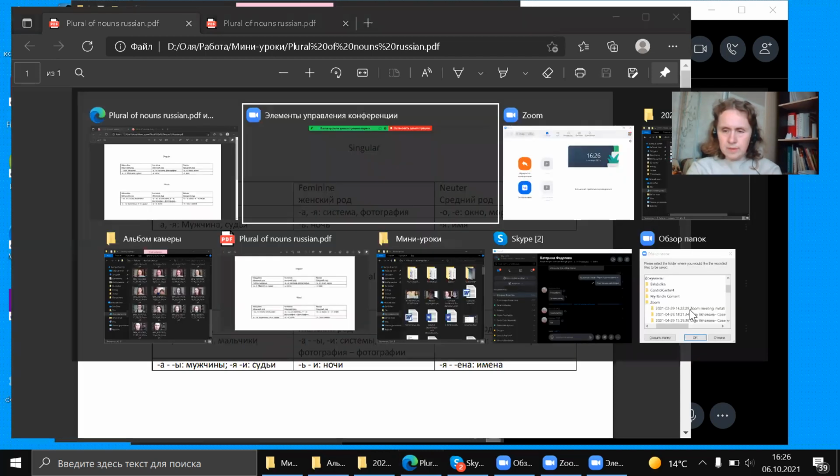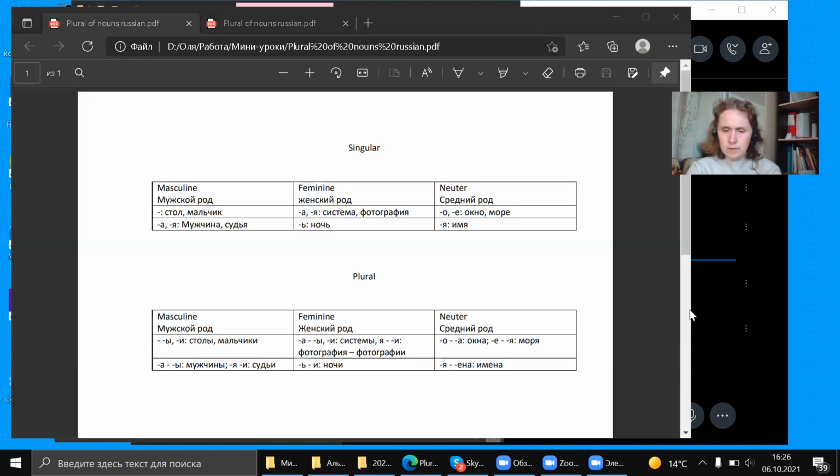Okay, hopefully this has simplified the endings of Russian nouns for you, if you've been struggling with them, or has just helped you to learn them. Next time you come across a Russian noun, try to form the plural, try to figure out or check its gender, and learn more Russian, speak more Russian.